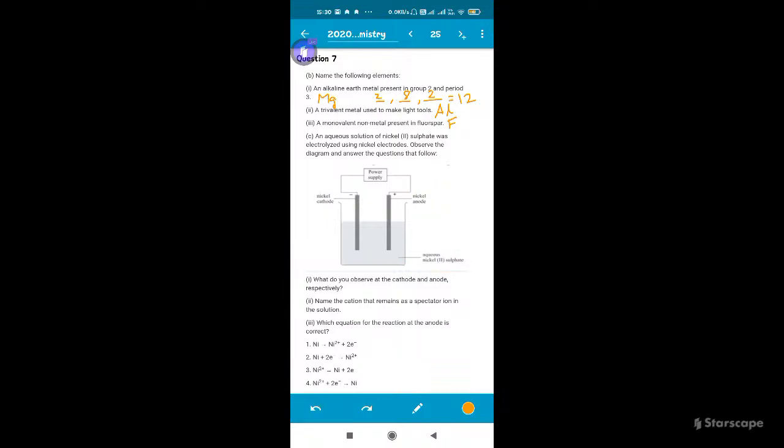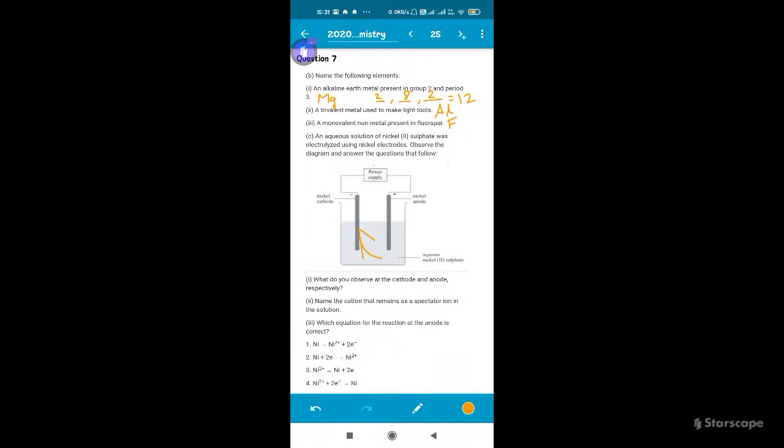So what will happen at the cathode? At the cathode, deposition will occur. So slowly at the end of the reaction, the cathode will increase its size, but the anode will reduce in its size. The anode will become thinner, but the cathode will become thicker due to deposition of nickel. So this is the answer for the first question.